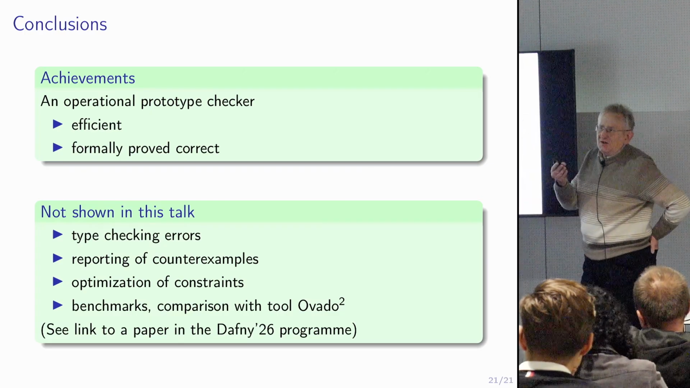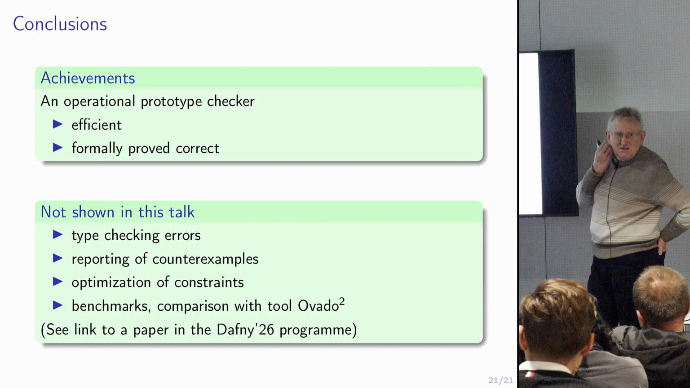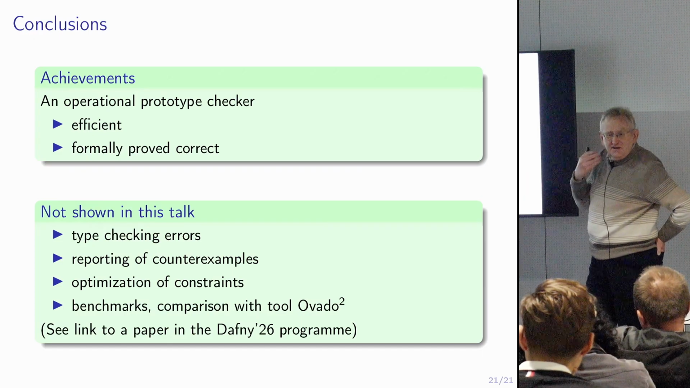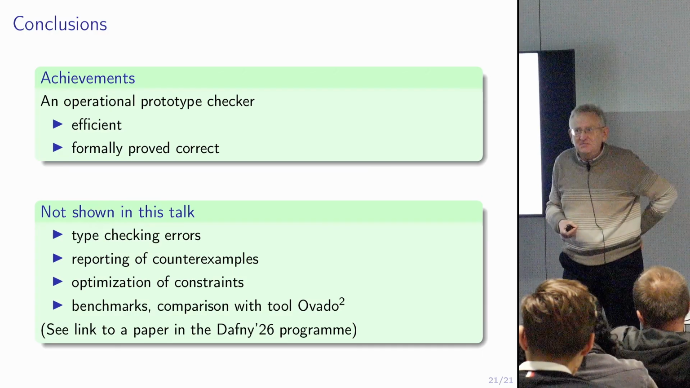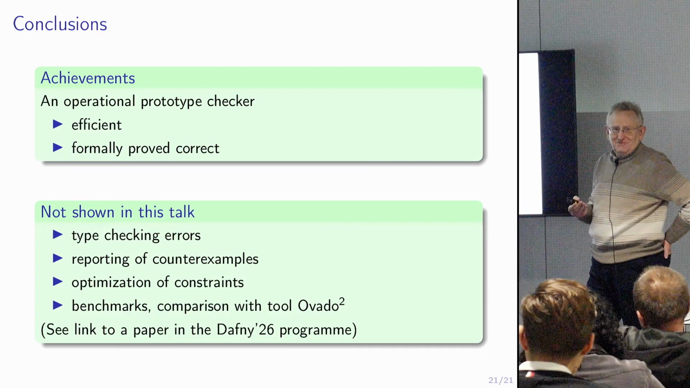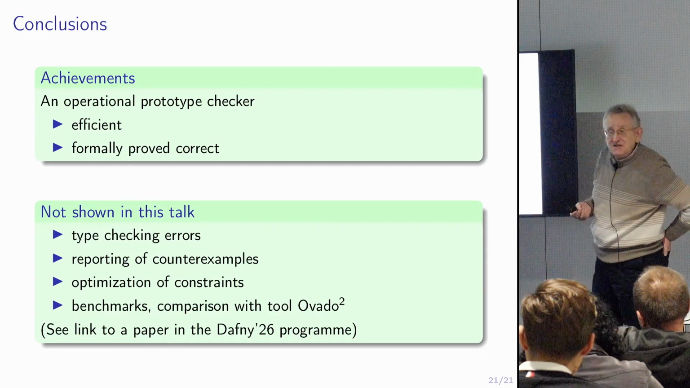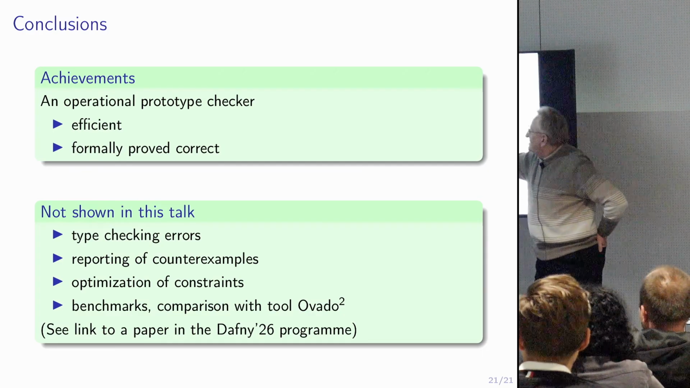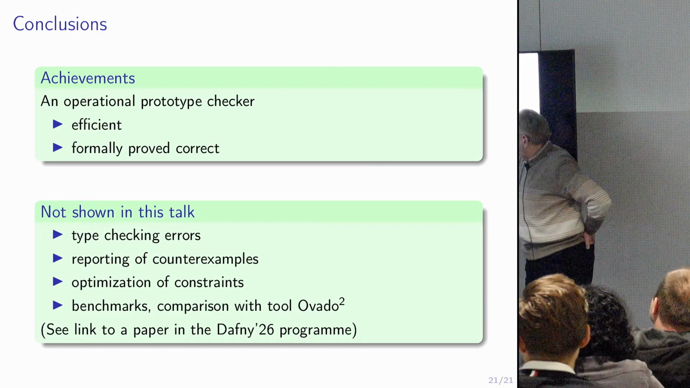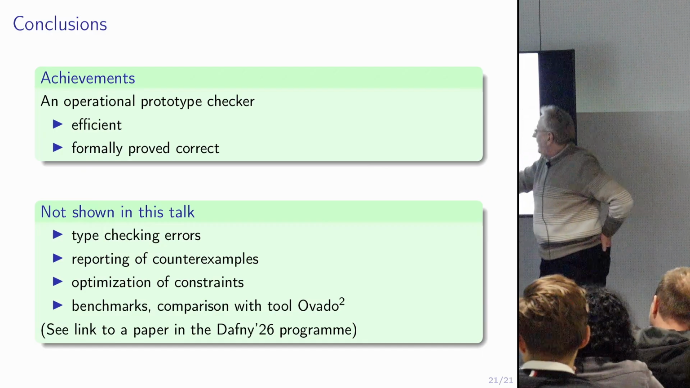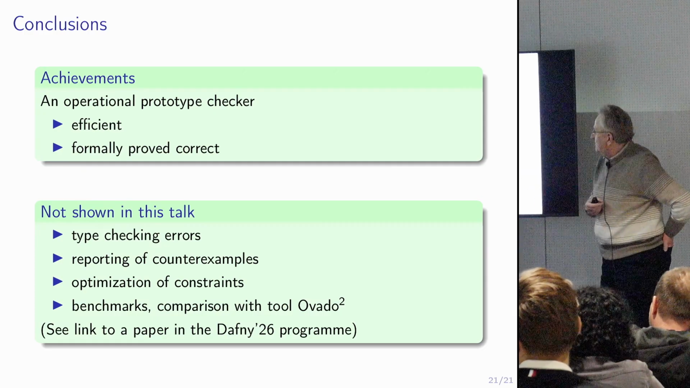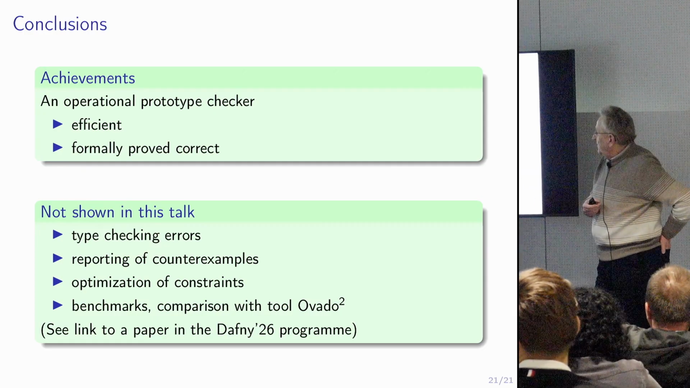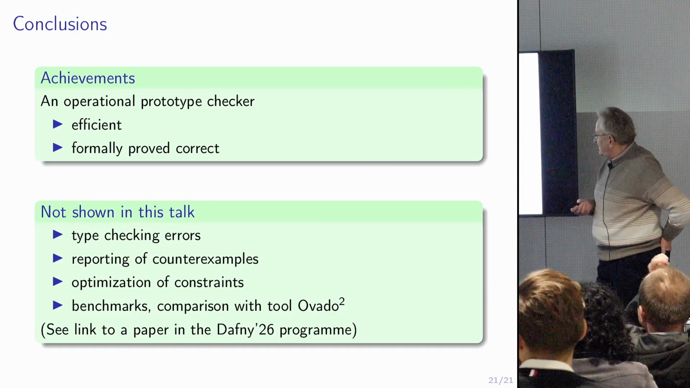We didn't talk about the type checking errors. This was one requirement given by Mitsubishi Electric, that if the user is not able to write a well-formed constraint, there should be a nice feedback. So we have that also, but it's not a proved part of the prototype. And so it's important to also have this reporting a counterexample, but okay, see the paper.